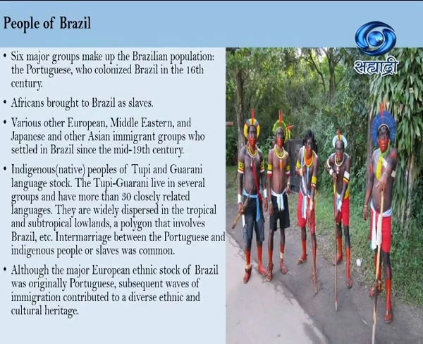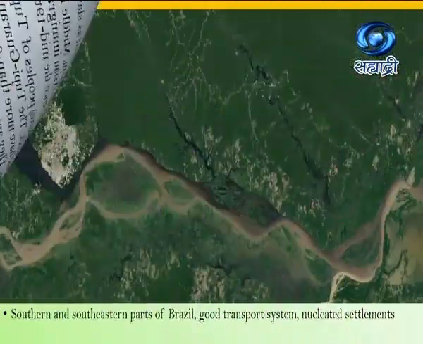So you can understand that so many different types of people live here. They have different languages. They are widely dispersed in the tropical and subtropical lowlands, and intermarriage between the Portuguese and these native people or slaves is common. So a mixed culture again, as I told you. Although the major European ethnic stock of Brazil was originally Portuguese, subsequent waves of immigration contributed to a diverse ethnic and cultural heritage. You will find various Asians, Africans, and many people in Brazil.